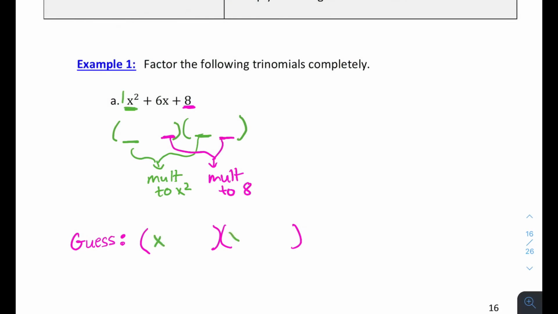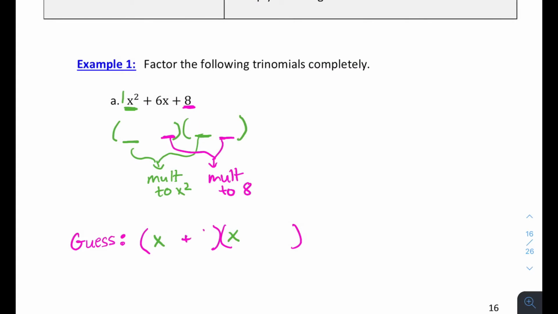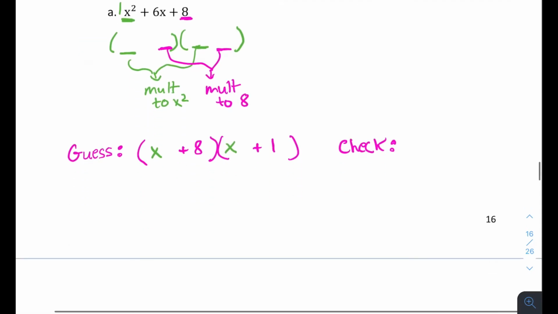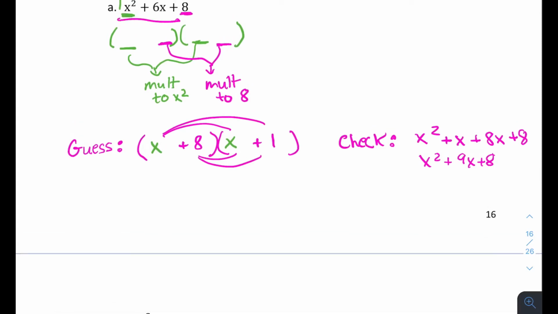If I'm going to get x squared, I essentially have to have x and x. To multiply to 8, I'm going to try 8 and 1. Checking just consists of multiplying it back together and seeing if it gets you the trinomial that we were supposed to have or not. So this would give me x squared plus x plus 8x plus 8, which gives me x squared plus 9x plus 8, which is not equal to my original trinomial.